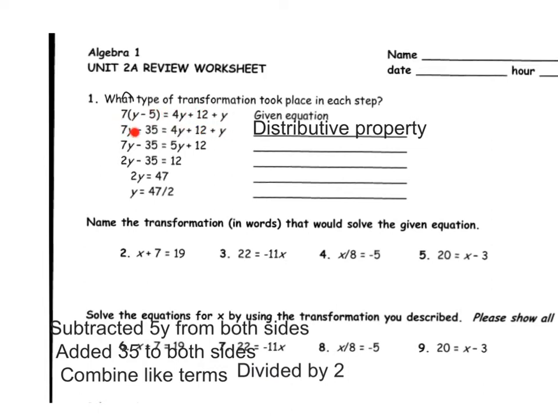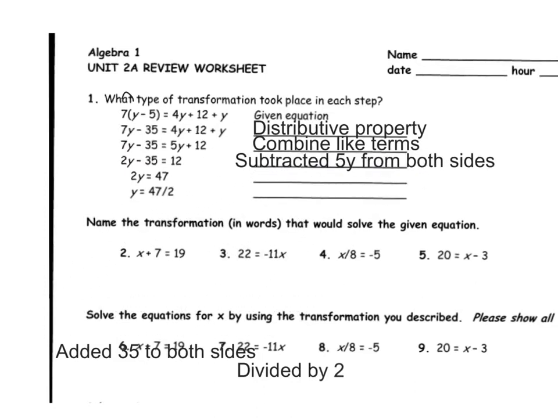Now we want to say, what did they do to get from this step to this step? It looks like they combined like terms. They took the 4y and added it to the y to get 5y. So step 2 is combine like terms. Step 3 is from this step to this step. So what did they do to go from this step to this step? It looks like they subtracted 5y from both sides. So that would be my third step.